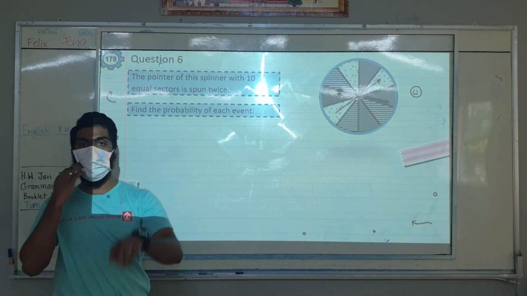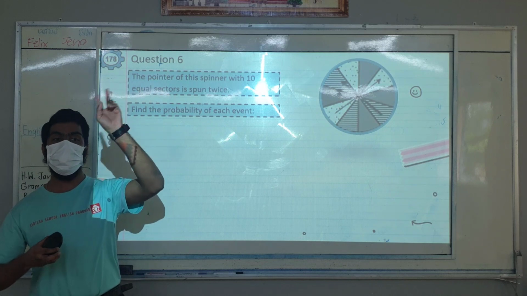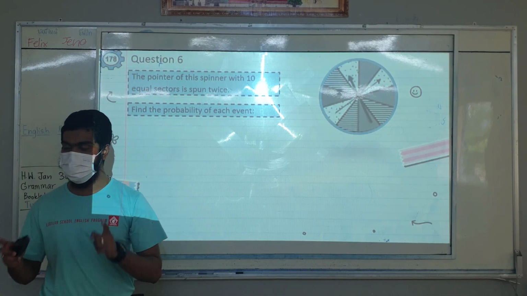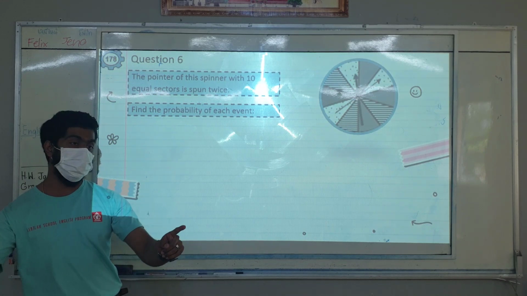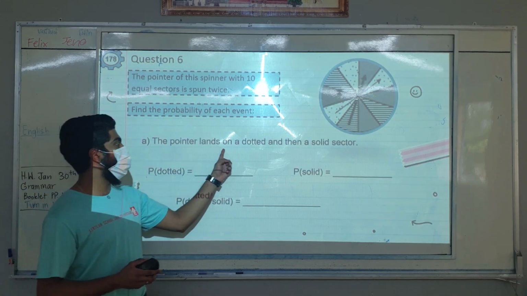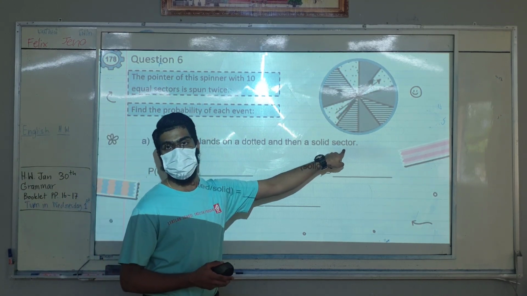Now when we see the word twice, what does that mean? Good. So we are going to spin it 2 times. And what do I mean by and in probability? And means multiply. Okay. So step number 1, what do we have? The pointer lands on a dotted and then a solid sector, right?